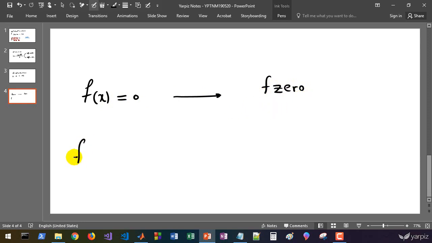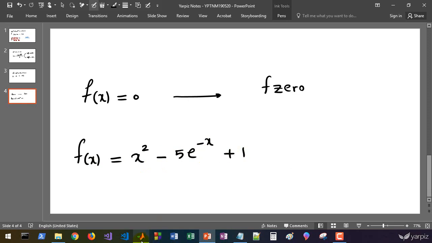For example, assume that we have an equation of the form f(x) equals x squared minus 5e to the power of minus x plus 1. And we'd like to find the root, a single root, of this equation.